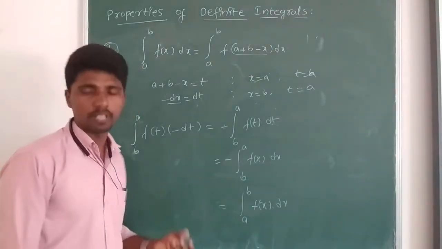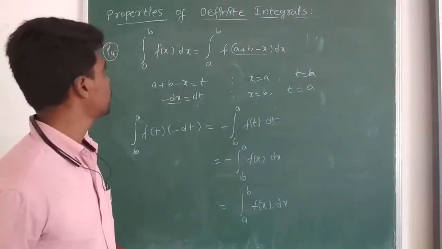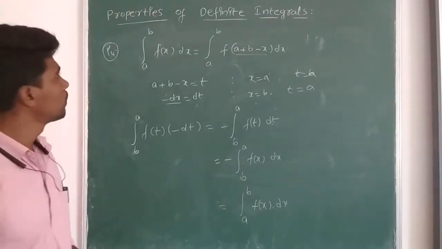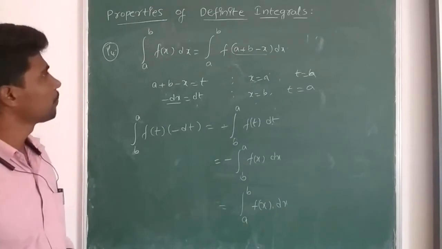After this, the property number 5. The next property: in place of a to b, I consider 0 to a.